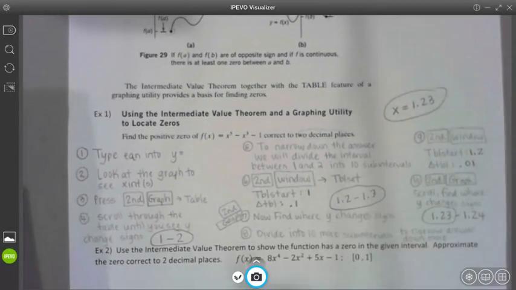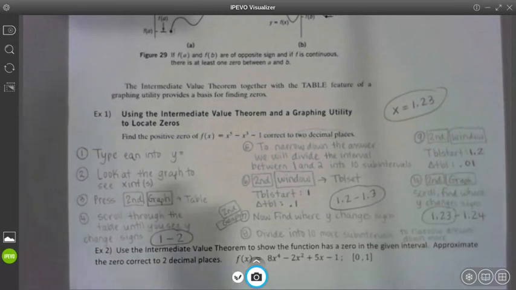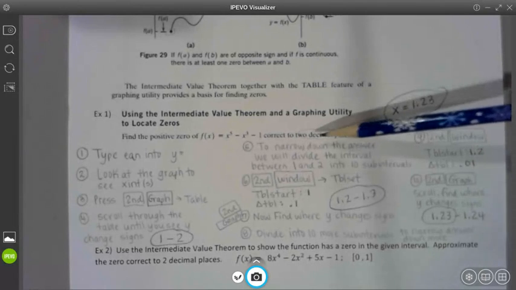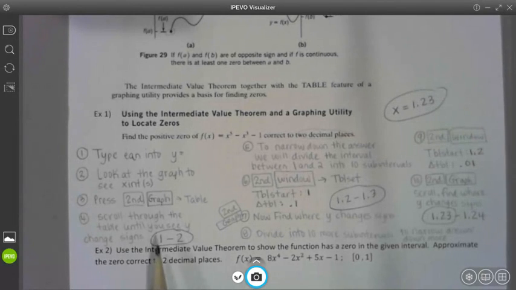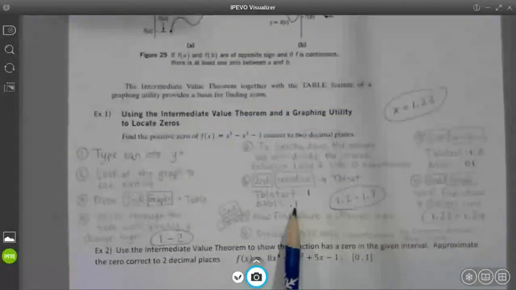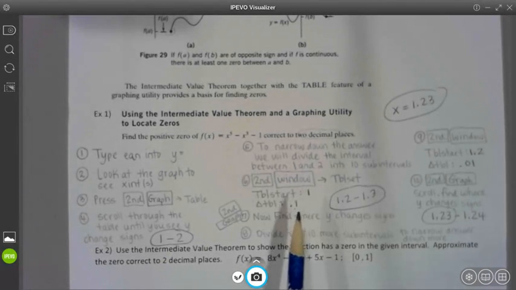Okay, and that's exactly how your graphing calculator works. It keeps chopping that interval into subintervals until it can narrow it down to a more exact answer. Now, since it asked correct to 2 decimal places, you could have started right away at your table start at 1 and then gone right to the 0.01. I just wanted you guys to see that we were chopping it into more and more subintervals.